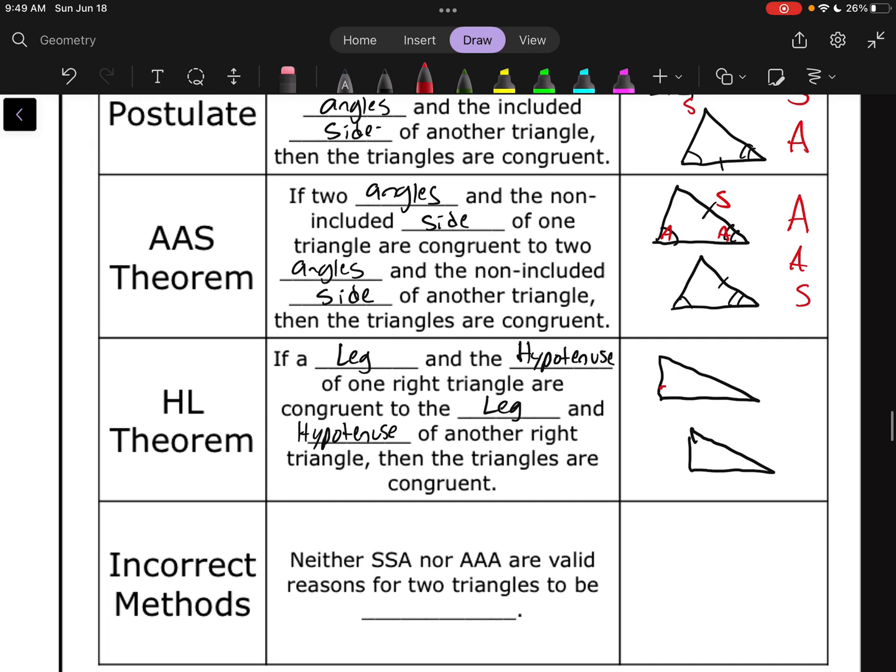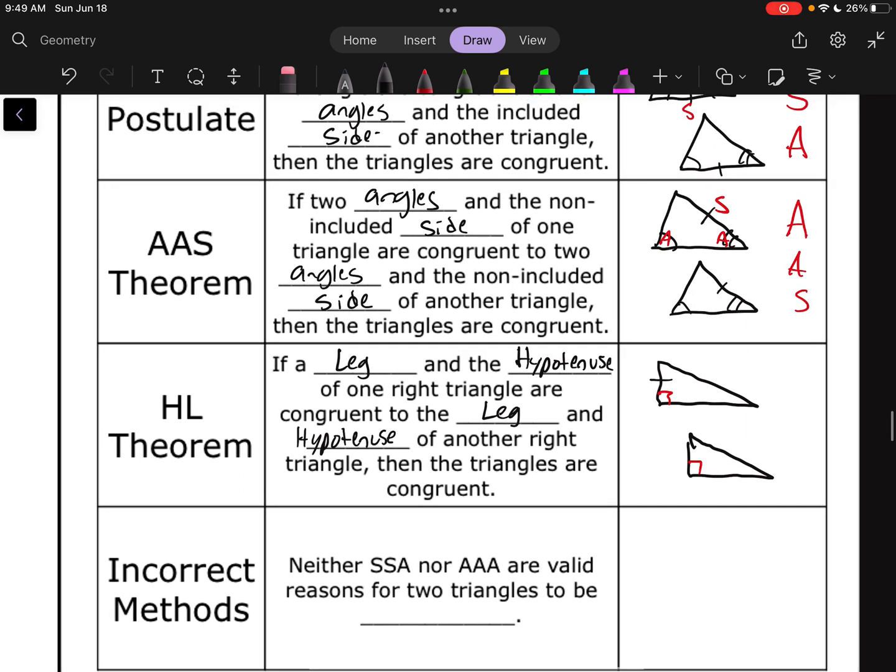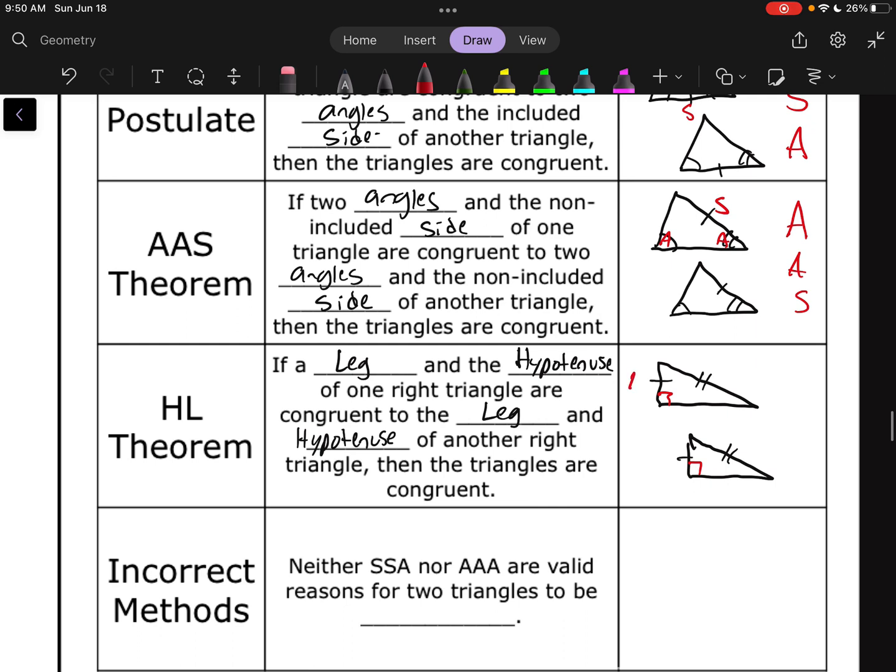So it says if you've got 2 right triangles with a leg and the hypotenuse, remember a leg is one of the sides that makes the right triangle or makes the right angle, and the hypotenuse is the side that's opposite the right angle. So we've got a leg and the hypotenuse. That gives us HL.